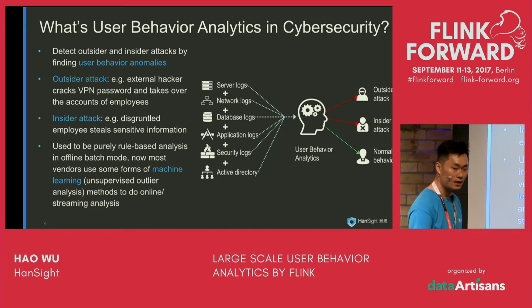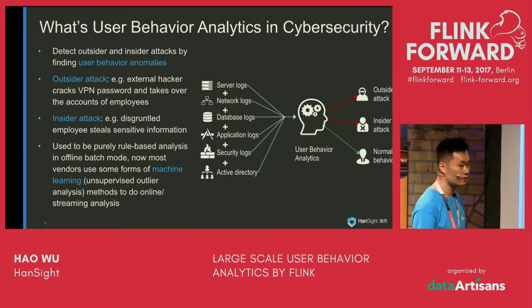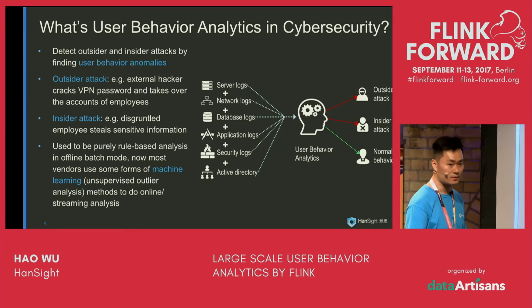So what does the market look like right now? What's the trend? Traditionally, the UBA system used to be offline batch mode. We just ran historical logs, but recently people started adding some machine learning algorithms into it to make it more streamable. It's not just online, it's a real, near real-time analysis. It helps a lot, but not enough. We need some extra work to make the UBA system work.